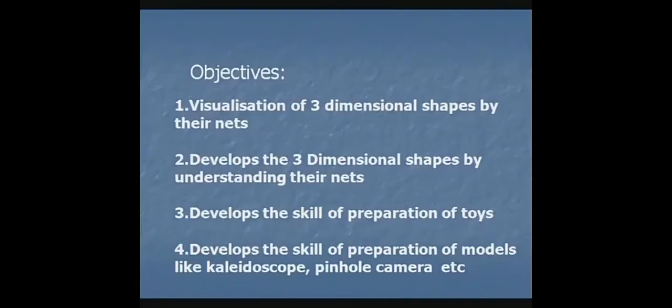Now, we will see the third objective. It develops the skill of preparing toys. Just now I said most toys are 3-dimensional, am I correct? Children, you are observing different kinds of toys. They are combinations of various kinds of 3-dimensional shapes. Some are a combination of hemisphere, cylinder and hemisphere, or a combination of hemisphere and cone, am I correct? There are so many kinds of combinations.